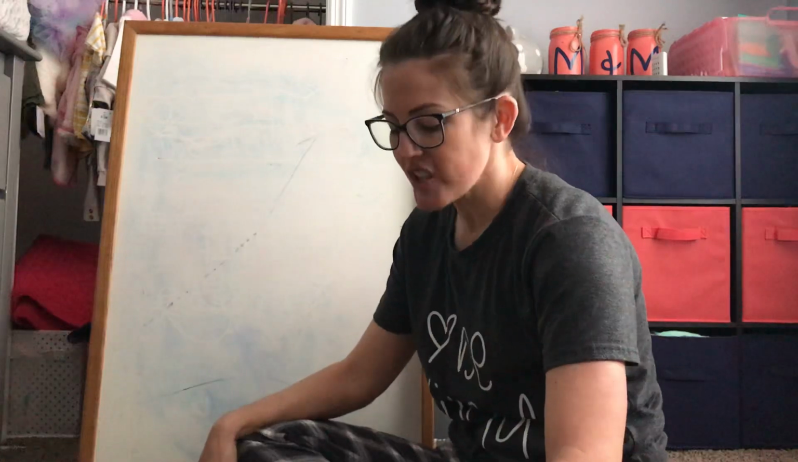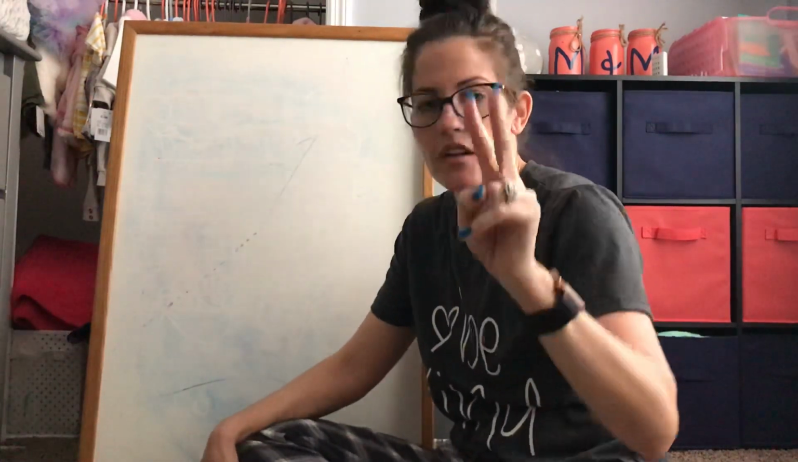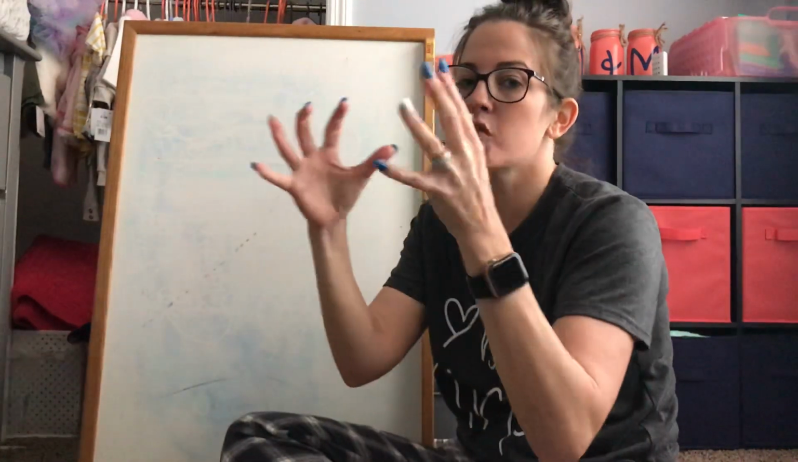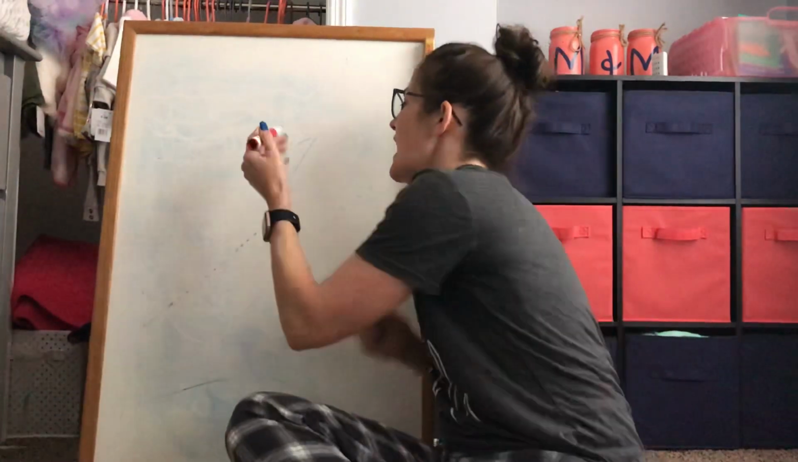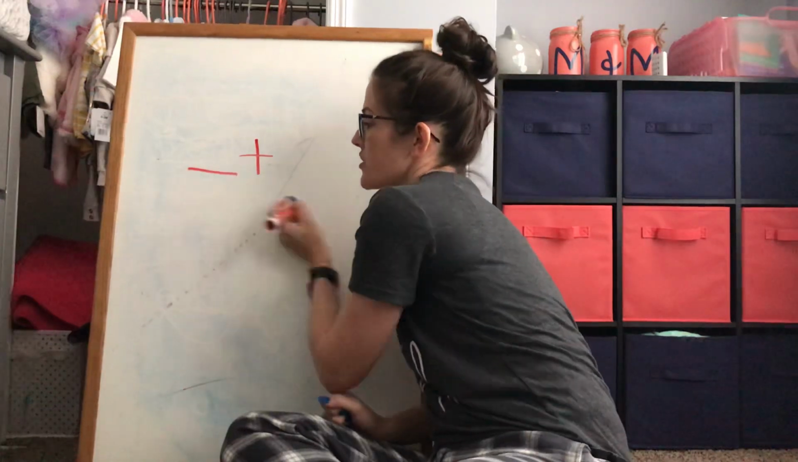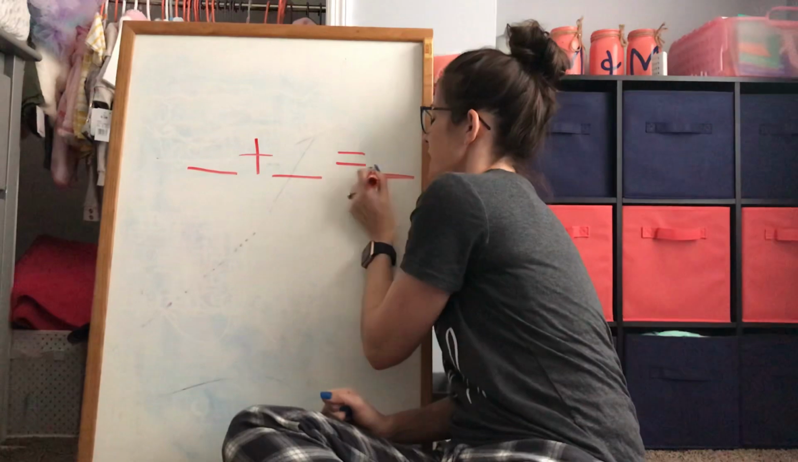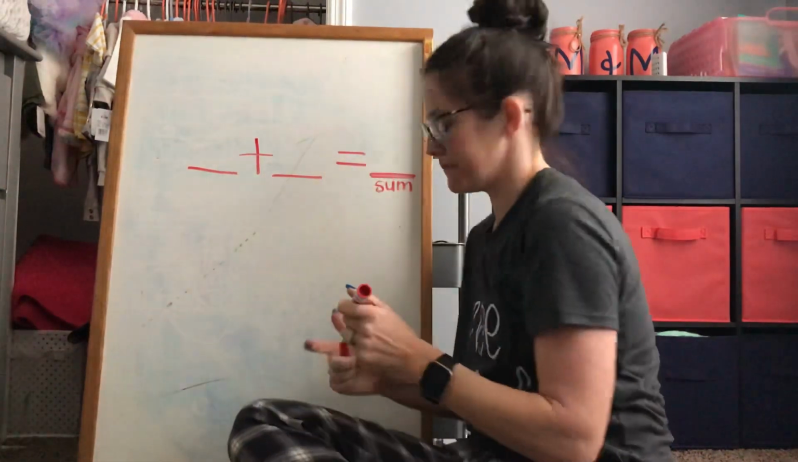Listen again. Richie had 5 dogs. Lucas came to visit and brought 2 dogs. How many dogs were there all together? Bing, bing, bing, bing. In my brain, all together tells me I'm going to be using a plus. I need a spot for my first number. I need a spot for my second number. Equals, and then here's my sum. I'm going to write that word under here just so it sticks in your brain.